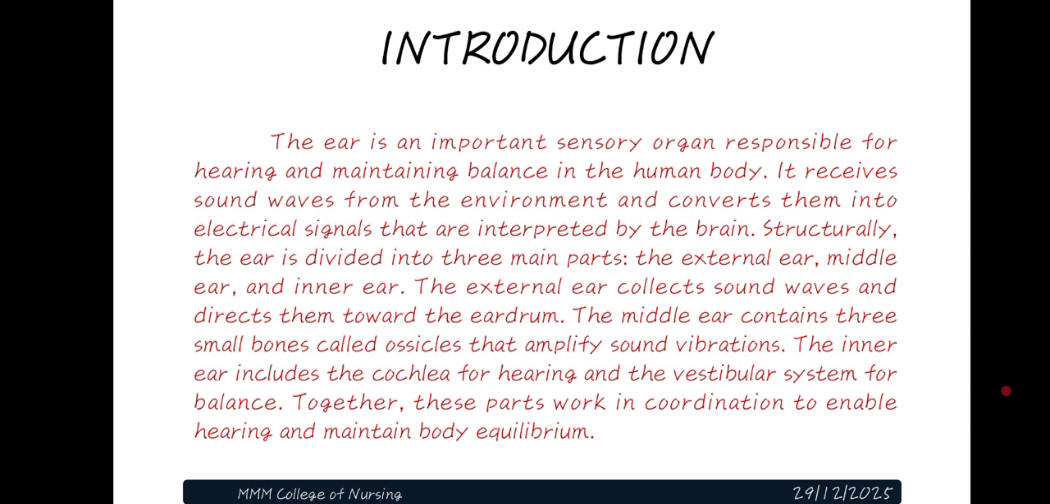The external ear collects sound waves and directs them towards the eardrum. The middle ear contains three small bones called ossicles that amplify sound vibrations. The inner ear includes the cochlea for hearing and the vestibular system for balance. Together, these parts work in coordination to enable hearing and maintain body equilibrium.